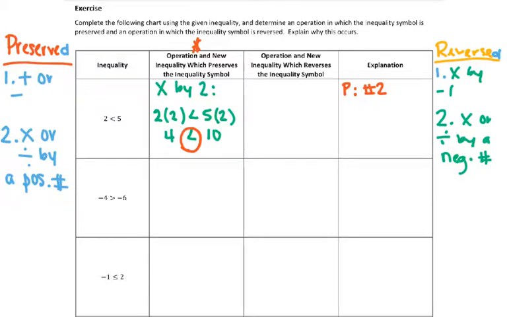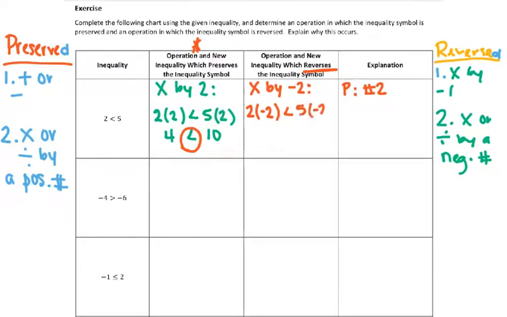Let's look at the second one. It wants us to reverse that inequality symbol. It wants us to change that inequality symbol. So I'm going to look over here to the right side where I wrote reversed. I can either multiply by -1 or I can multiply or divide by a negative number. So I'm going to choose to multiply by -2. So that means that I have 2 times -2. And I'm going to leave that inequality symbol the same. So I'm going to say it's less than for now.